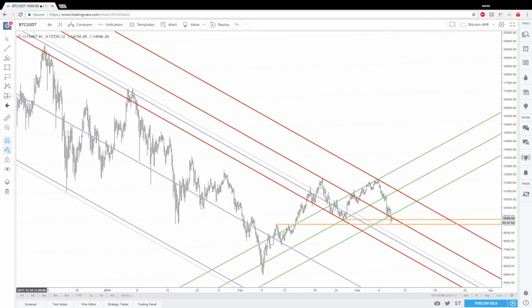Hey everyone, this is James, and it is about 7 p.m. Eastern Standard Time. This is my 4-hour chart of Bitcoin. This is BTC USDT on the Binance exchange, so that's exactly where these numbers are coming from. I got quite a few lines on the chart, but I'm going to explain the reasoning behind everything.